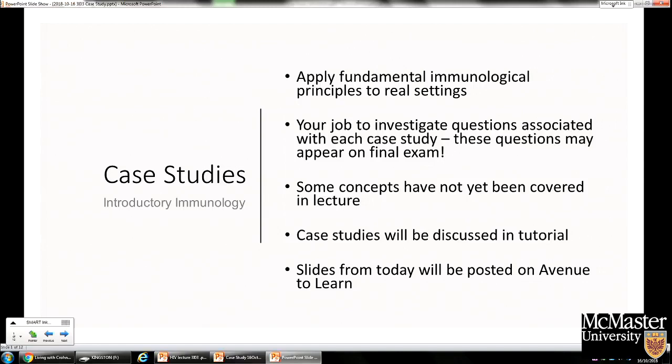And what we ask of you is to investigate the questions that we raise in each case study. These questions may appear on a final exam, so it is testable material. You'll notice some of the concepts that we're going to cover have not yet been covered in lecture, but they will be. So you can always refer back to these case studies as you learn more about the adaptive immune system. Throughout the rest of the semester, we will go through them in tutorial with your TA, and the slides from today will be posted on Avenue.